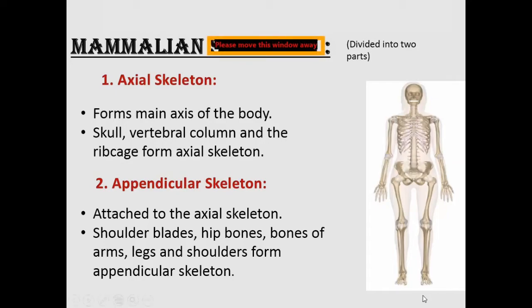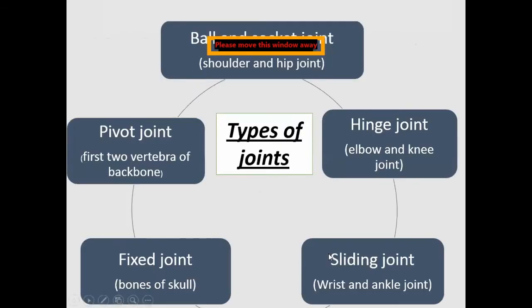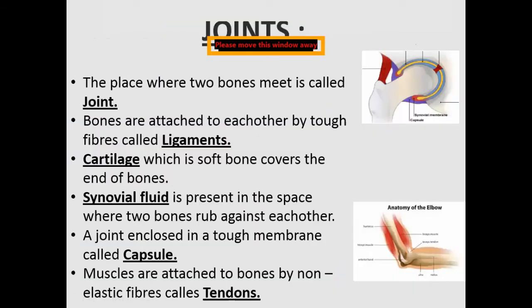Now, next we have joints. We are talking about joints. The place where two bones meet is called a joint. Once again, the place where two bones meet is called a joint, meaning where two bones are joining or meeting together. So this is called a joint.